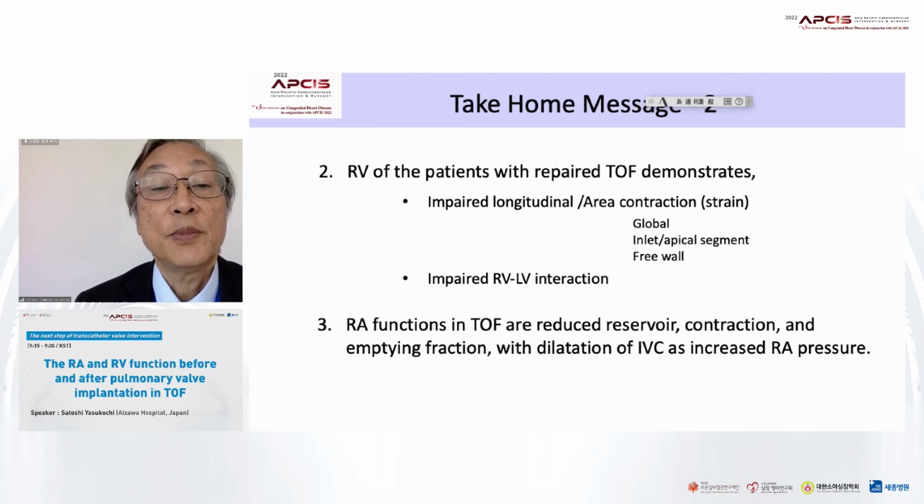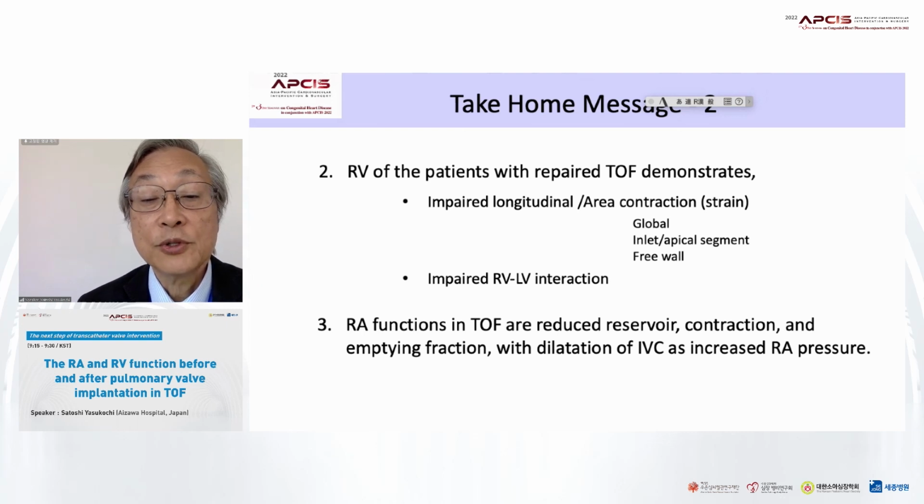The RV of patients after repair of tetralogy of Fallot is demonstrated to have impaired longitudinal and area contractions, globally, in the inlet and apical segments as well as the free wall, and impaired RV-LV interactions. RV function in tetralogy of Fallot shows reduced contractions and emptying fractions, with RV dilatation as the RV pressure increases.